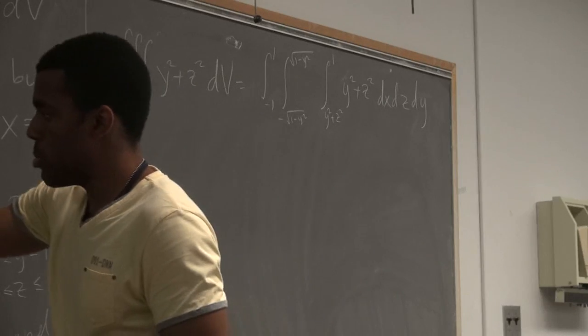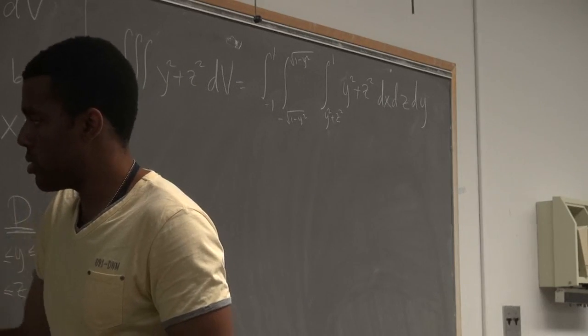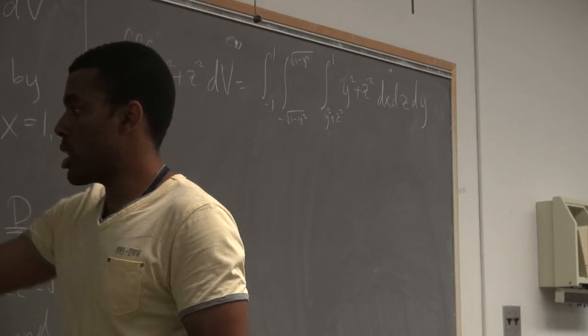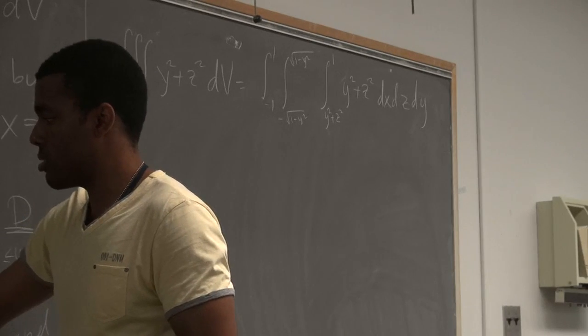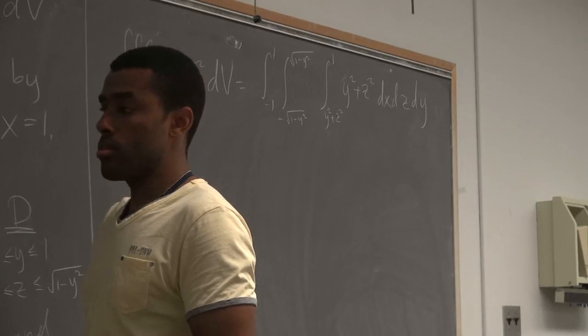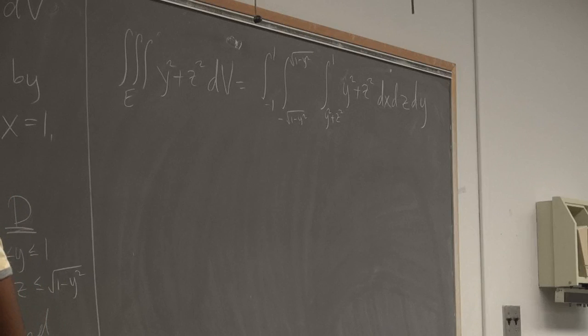No, x is this bottom surface here, which is the paraboloid, up to this. Right? Because the solid is this thing here, this whole thing here. Right? We're looking at this solid, where the top is x equals 1, and the bottom is x equals y squared plus z squared.